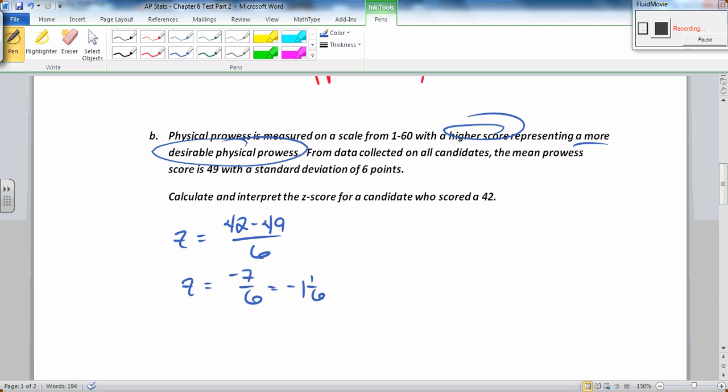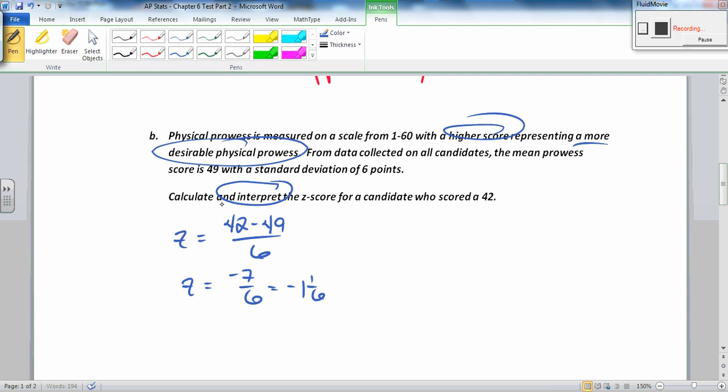Now again, we're not going to change the sign here, because in this case, this score is in fact less desirable because it's lower than the mean, and a higher score represents a more desirable physical prowess. The biggest mistake that people make is they automatically take this z-score and convert it over to its corresponding percentile on the normal curve. The problem is we don't know that this distribution is normal. We do know that intelligence is not, but we don't know about physical prowess. So unless we state that we're assuming this distribution is normal, we should not convert this over to percentiles.